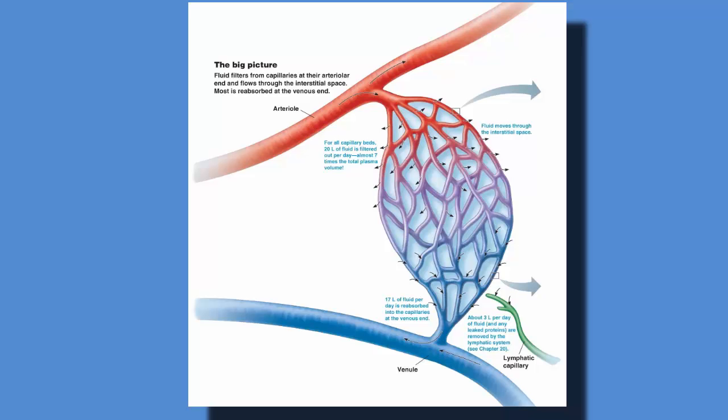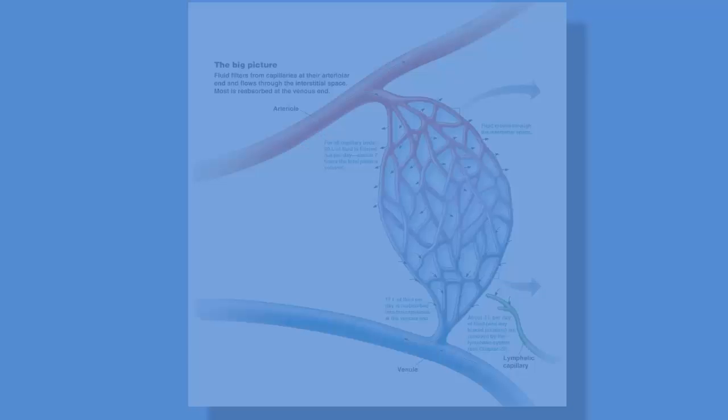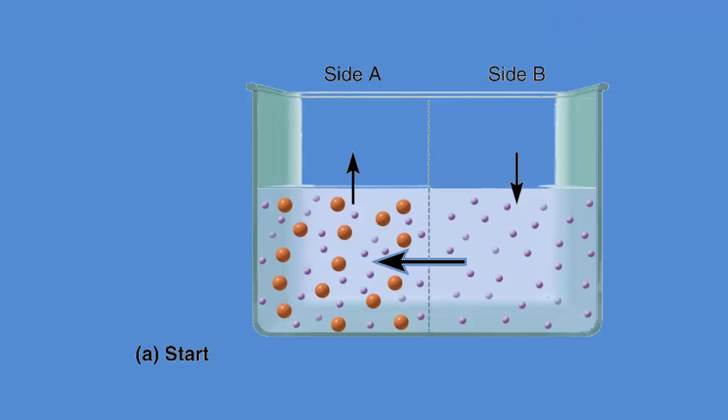But before we go there, we must review some basic concepts regarding osmosis. Recall from A&P1 our experiment with a semi-permeable membrane and some dissolved solutes. These dissolved solutes are non-penetrating. They're too large to move through the membrane. And the solvent in our case is water.